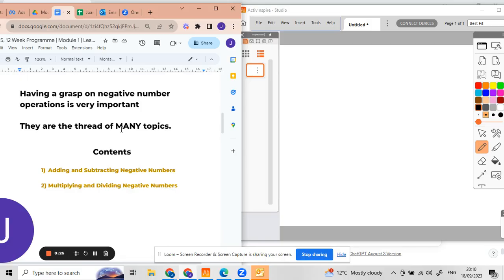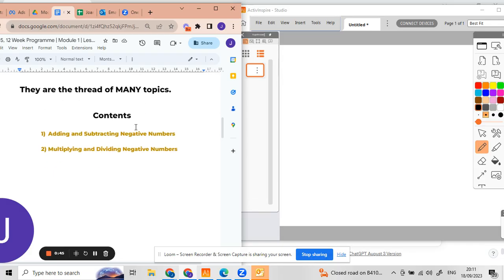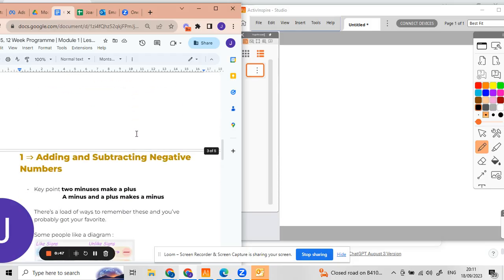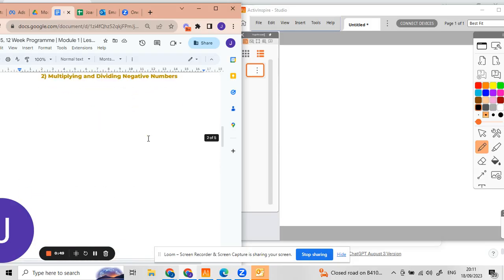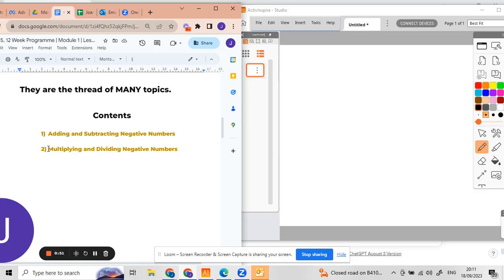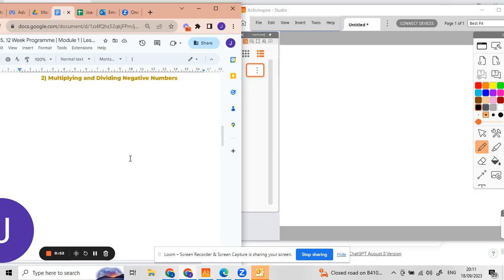Nowadays in the GCSE, I'm sure I've said to you before, they like to merge different topics together. And one of those things is bringing negative numbers in where they can. So even though you might be able to do some advanced algebra, if you can't do the basic negative number aspect of it, you're not going to be getting the marks that you need on your algebra topics. Okay, so we're going to start with addition and subtraction. And then we're going to go on to multiplying and dividing negative numbers.